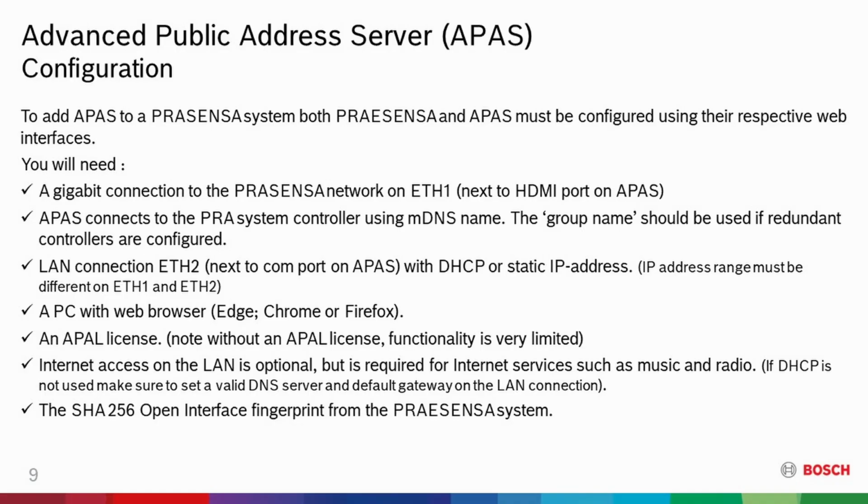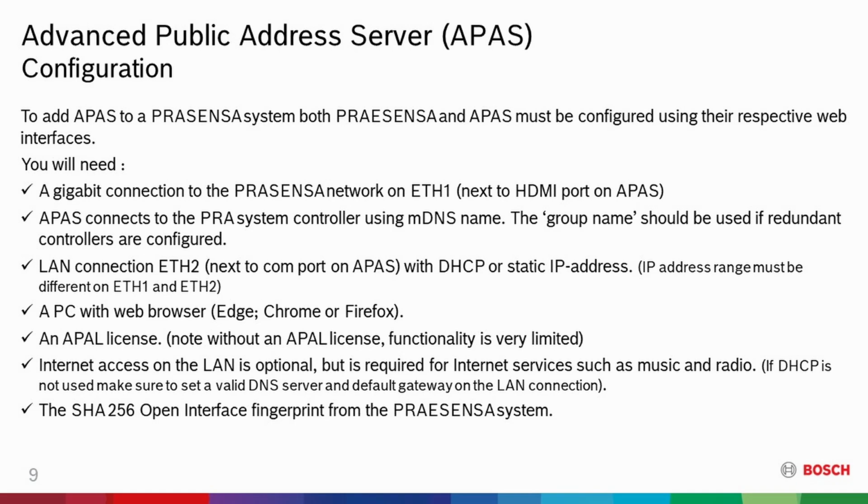You always must have gigabit Ethernet connected to the system. PRAESENSA requires every device on it to be gigabit Ethernet. You can use the mDNS name to connect to the PRAESENSA controller. The LAN Ethernet 2 port is connected to our LAN and provides our connection to the internet and DHCP server, with access to the Wi-Fi.